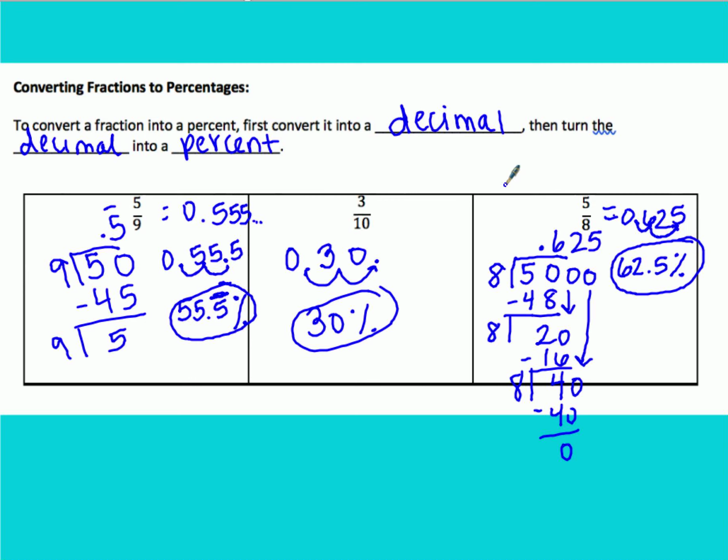So your steps for changing a fraction into a percent are to first change it into a decimal and then change that decimal into a percent, and use those skills that you've already learned in the previous videos.